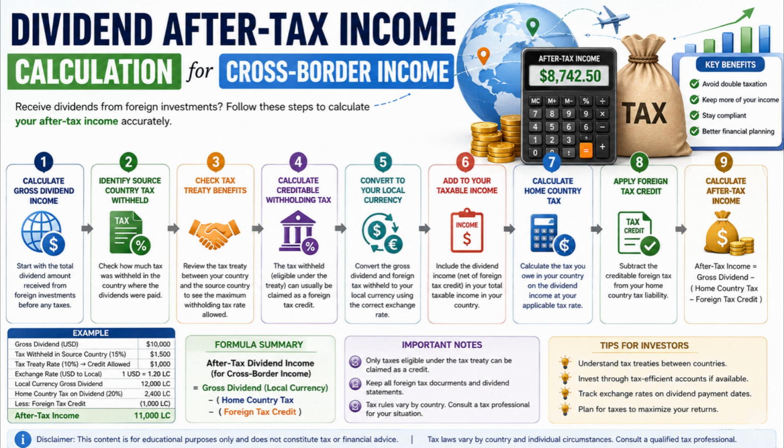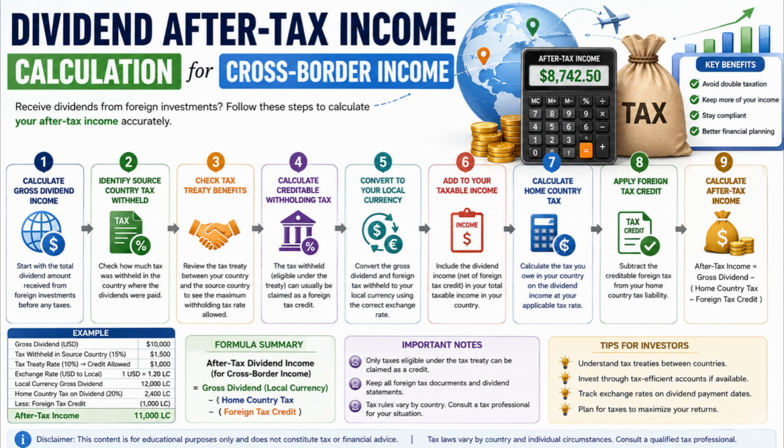Then, apply the foreign tax credit if allowed. In simple terms, the foreign tax credit can reduce your home country tax liability by the amount of eligible foreign tax already paid. This is one of the most important parts of cross-border tax planning because it helps avoid paying tax twice on the same income.